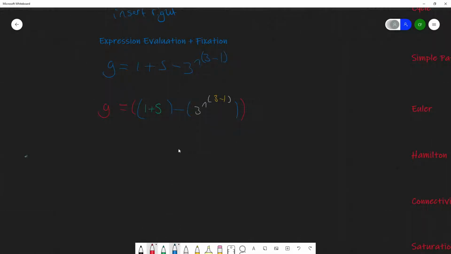Blue equals. This is the root. This is the last thing to be done. The left of equals, its left operand is g. We have g over here. And its right is the next thing to be done. So now we can delete this. Next thing to be done is this minus. So we go down, we have a minus here.